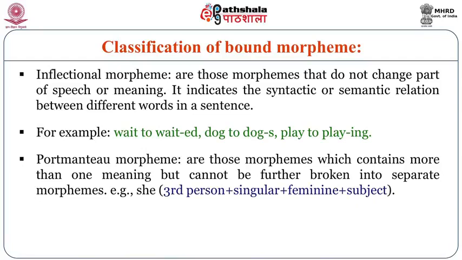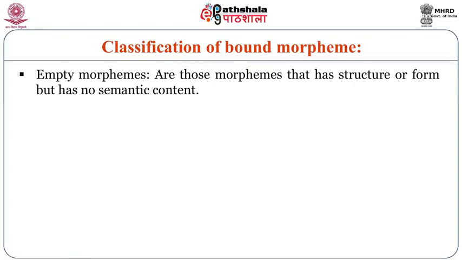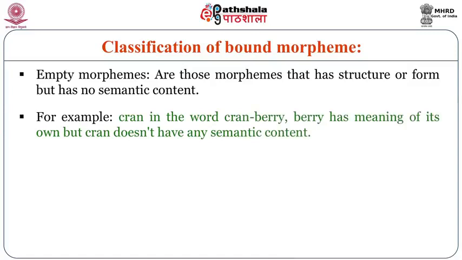So, we have different other morphemes which contain more than one meaning but cannot be further broken into separate morphemes, like she. So that is the third person plus singular plus feminine plus subject. But this is a different category. Then we have empty morphemes. They are those morphemes that have structure or form but have no semantic content. For example, cran in the word cranberry. Berry has meaning of its own, but cran doesn't have any semantic content, so this is known as an empty morpheme.